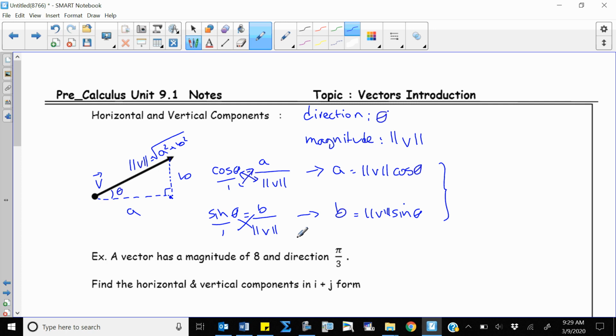So these two equations are the formulas to find the x and y components of a vector using the direction and the magnitude. So if you have the direction and magnitude of the vector, you can find the x and y components of that vector.